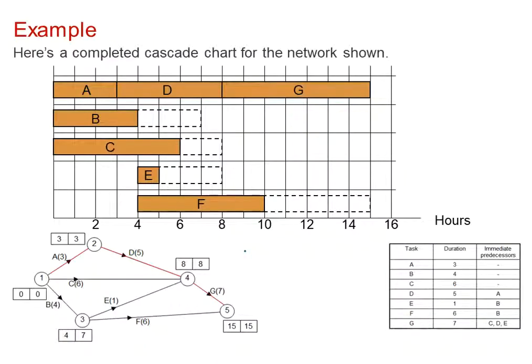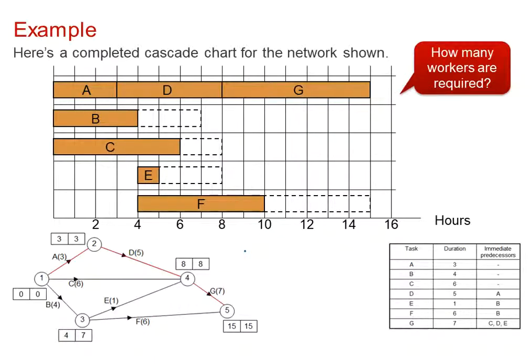Here's a completed cascade chart for the network shown. We can see all the activities, we can see the durations, and we can see where the available float is. Notice the critical activities A, D, G are all together in a line at the beginning.